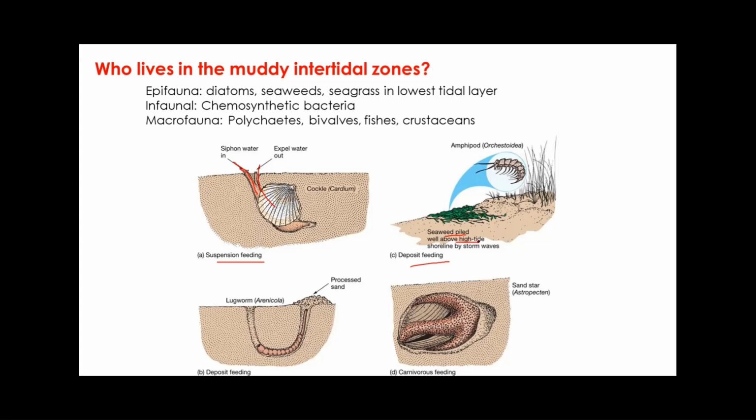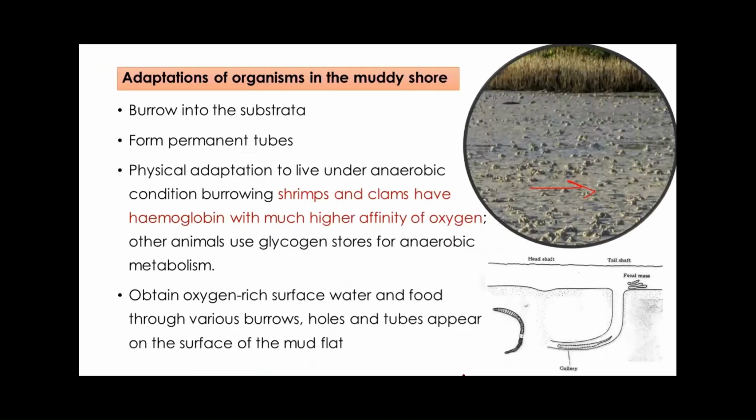And then in the highest high tide areas in the sandy beach, a number of organisms are associated with or feeding on those seagrasses and seaweeds. Okay. Another deposit feeding example is the lugworm, where they are uptaking the sand, absorbing the nutrients, and then removing the processed sand. Okay. And then of course there is carnivorous feeding. So these are some of the feeding mechanisms in the muddy intertidal areas.